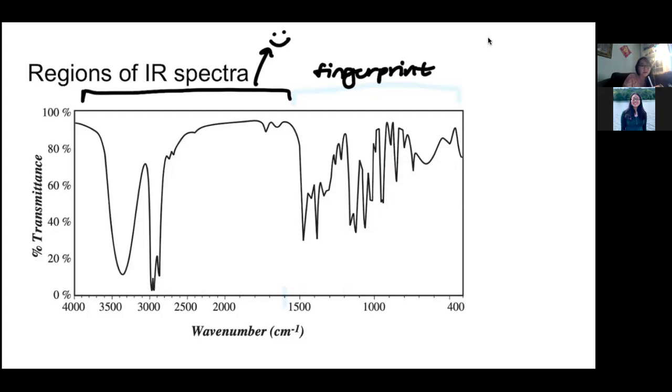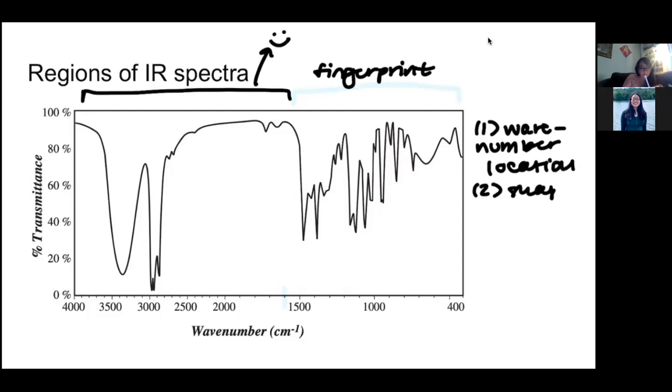In general, these are going to be the three: wave number, location, shape of the peak. I'll just write shape, and also intensity of the peak. And let me go through each of those real quick.